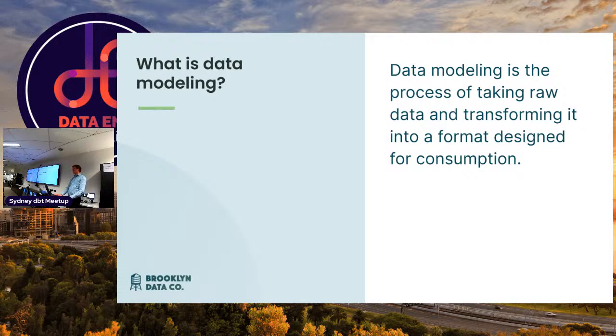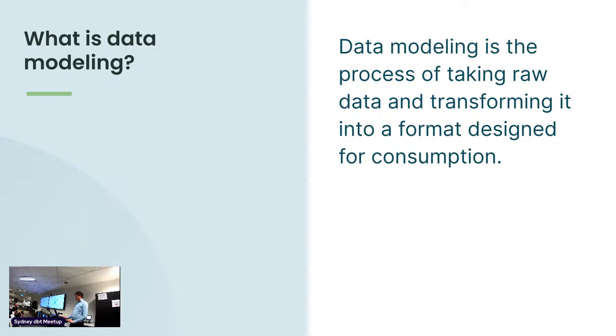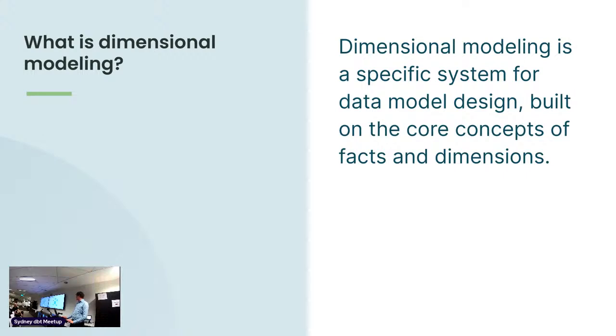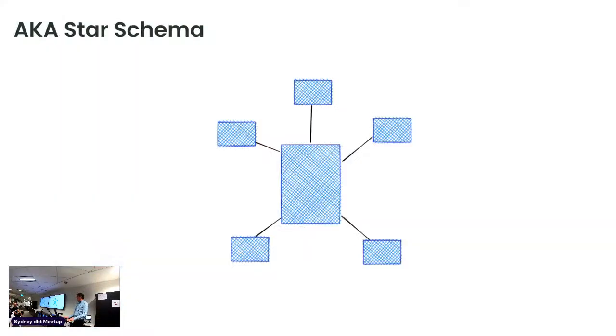So then what is dimensional modeling? Well, dimensional modeling is a specific system for data modeling that is built on the core concept of facts and dimensions, okay? So it's known by a few other names. So known as star schema. This diagram, the little blue boxes are tables. It's like an entity relationship diagram. The little black lines are showing the joins. Looks vaguely like a star if you squint.